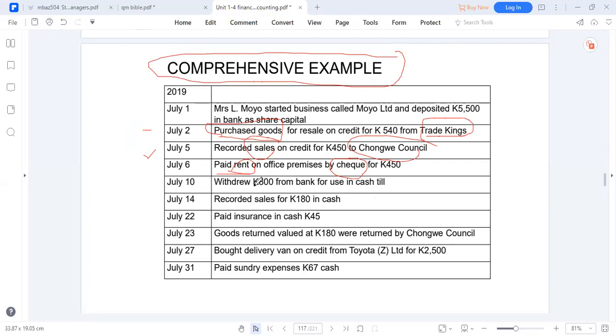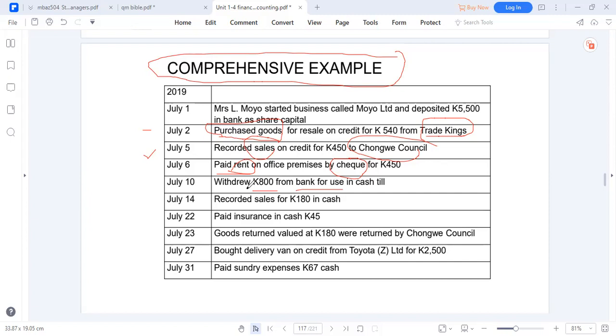All right. How about withdrew cash from bank? Withdrew 800 from bank for business use. Which two elements do we have? Bank and cash. Which asset is increasing and which asset is reducing? The bank is giving away some money, so the bank will be credited and the cash account will be debited, because we're just withdrawing money from the bank and putting it in the cash till. This is what we call a contra entry. It's happening within the business.